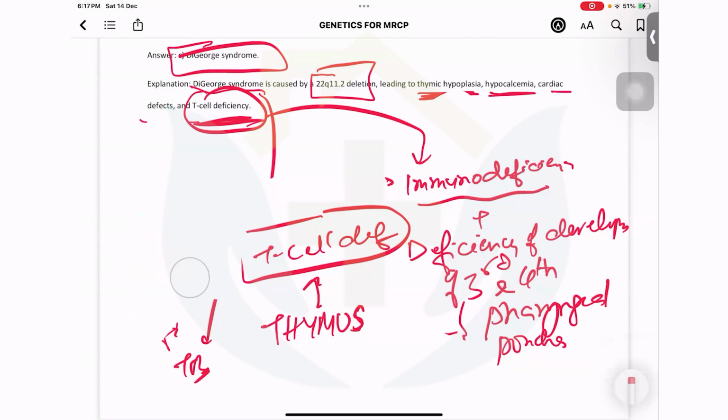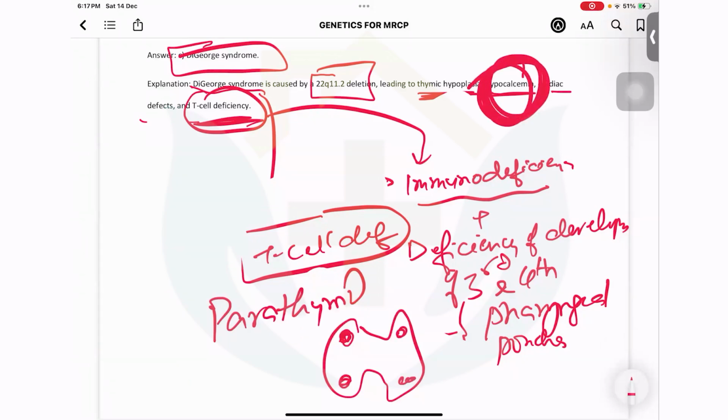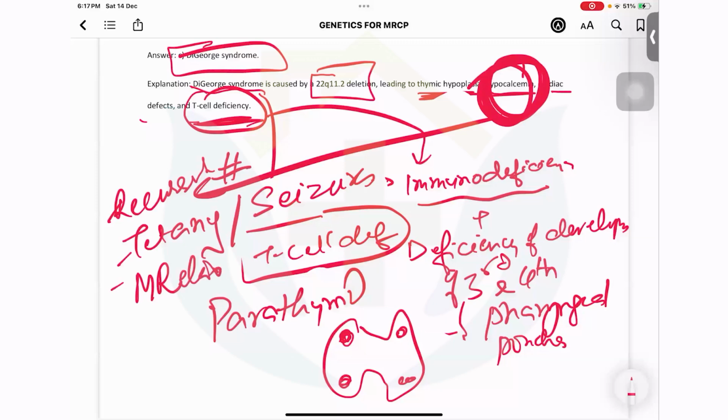Also developing from the third and fourth pharyngeal pouch is a gland known as the parathyroid gland. So the parathyroid gland will be deficient. If the parathyroid gland is not formed, then what will we see? The patient will have hypocalcemia. And what will hypocalcemia do? Recurrent fractures, so pathological fractures can happen. Tetany and seizures can happen because of hypocalcemia. And mental retardation can happen because of hypocalcemia.